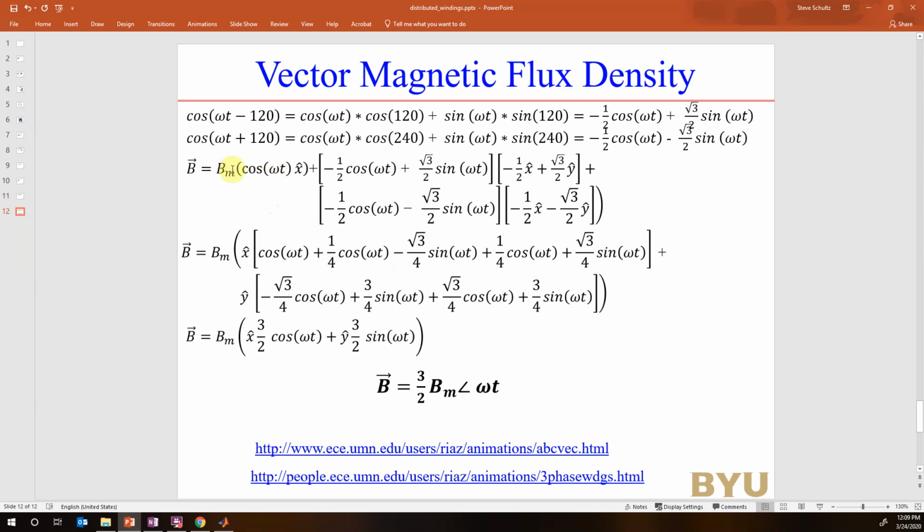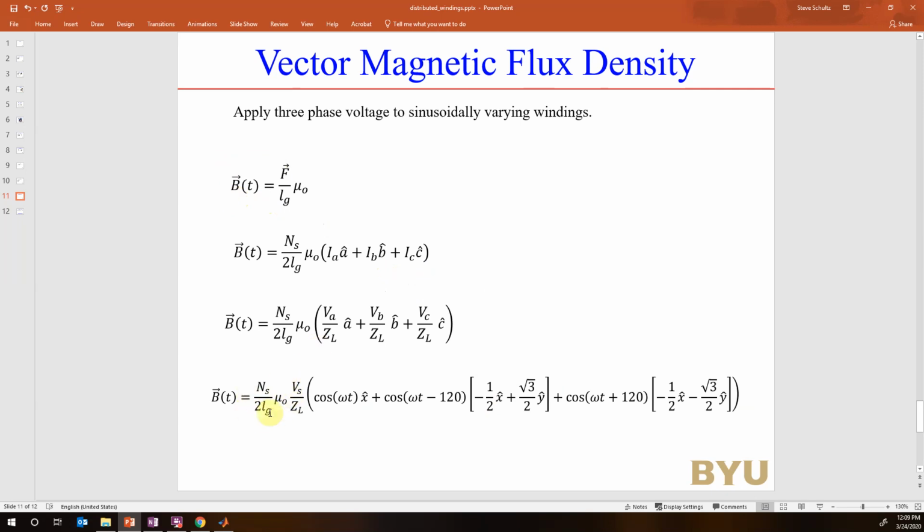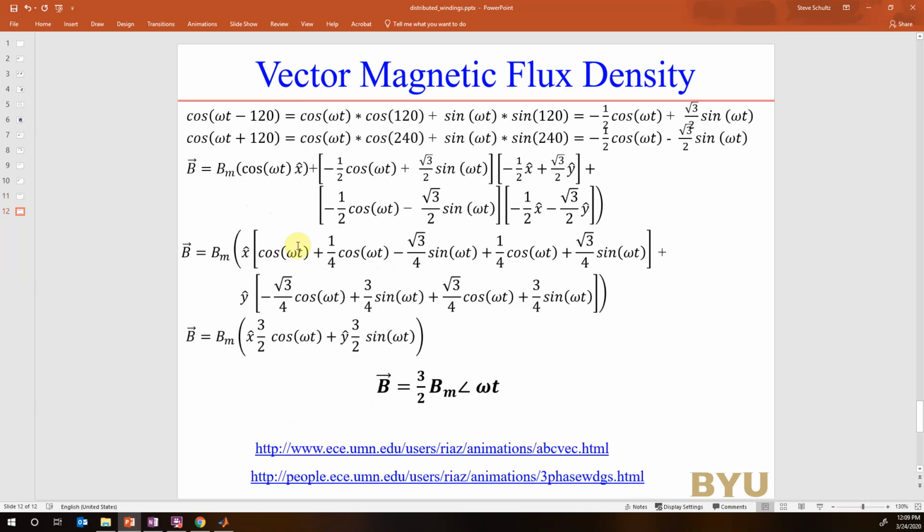Here is our base magnetic flux, which is just all of this stuff combined together. And then we're going to have the cosine omega t times x hat. This is my cosine of omega t minus 120 times my A. So this is my VB, this is my B vector. This is my VC, this is my C vector.